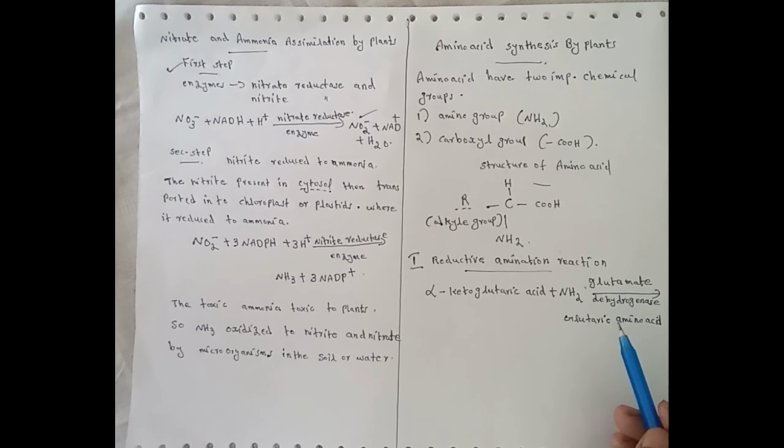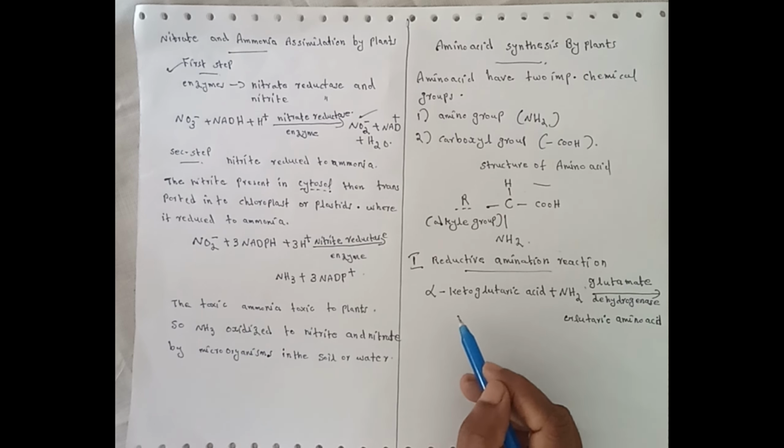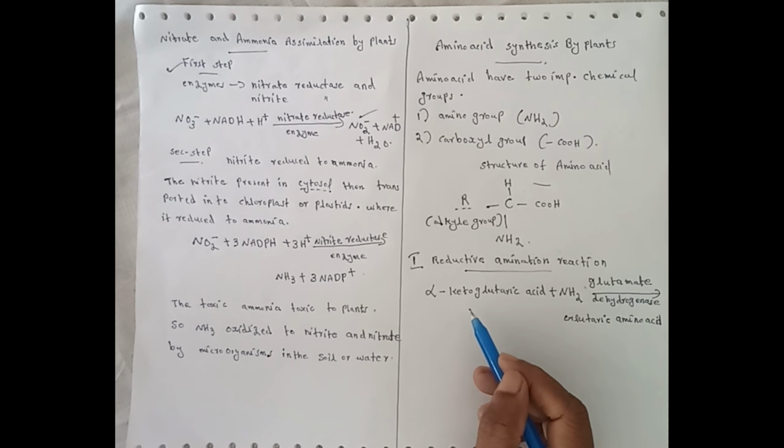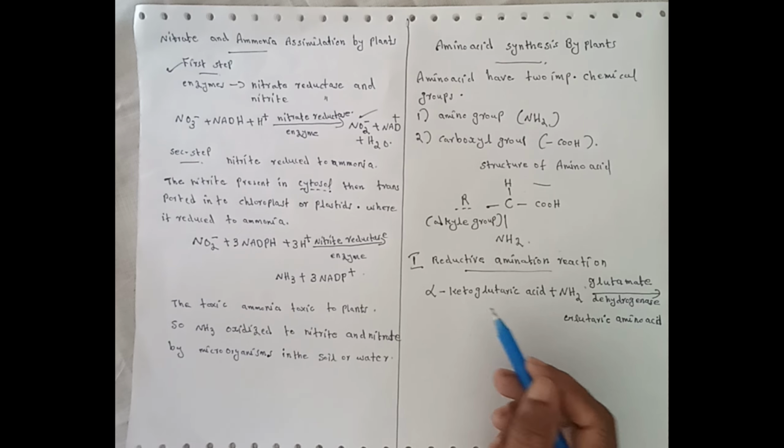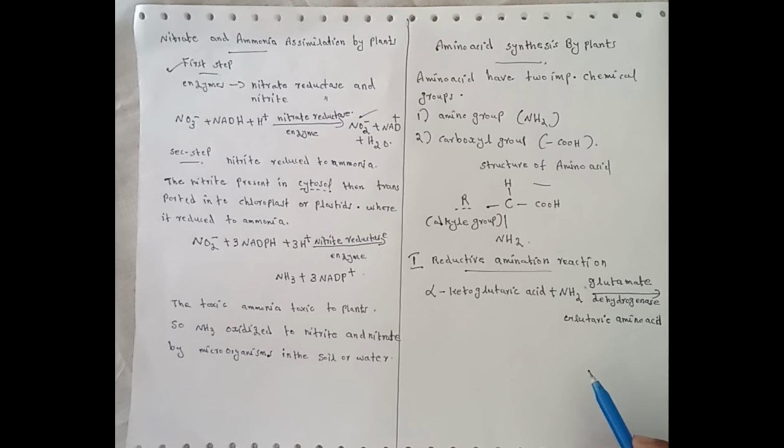Once more, in the amination reaction, ammonia combines with a keto acid, alpha keto glutaric acid, produced during the Krebs cycle.